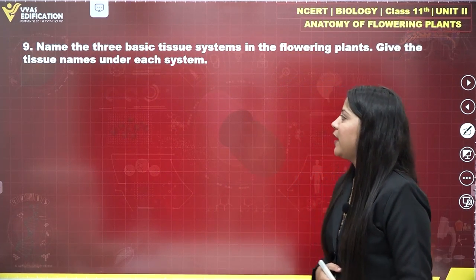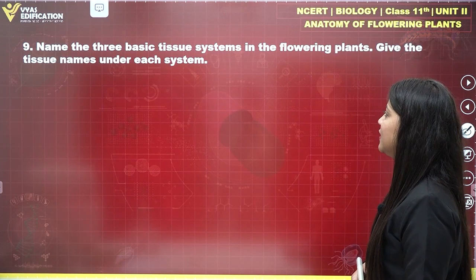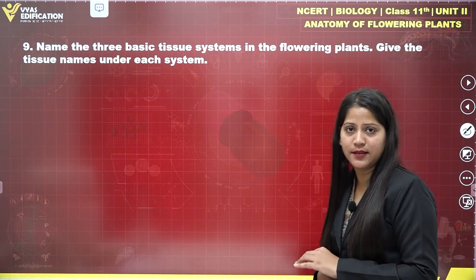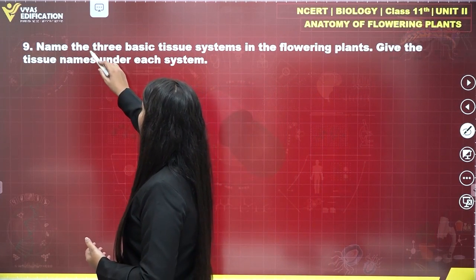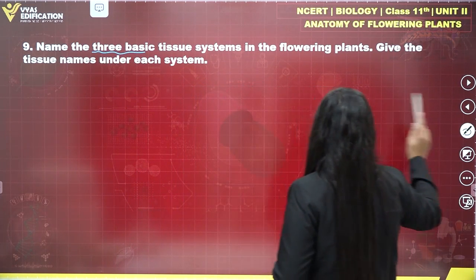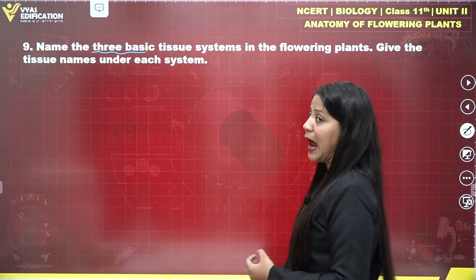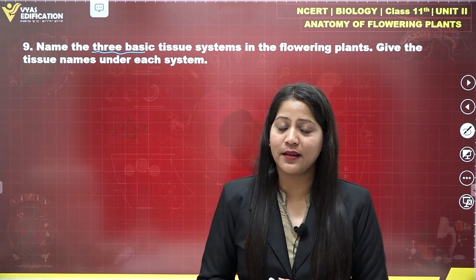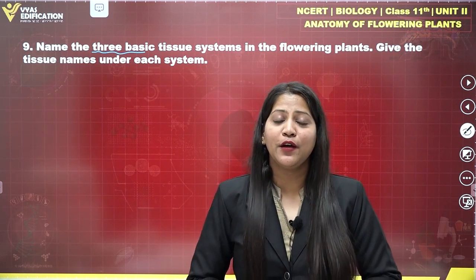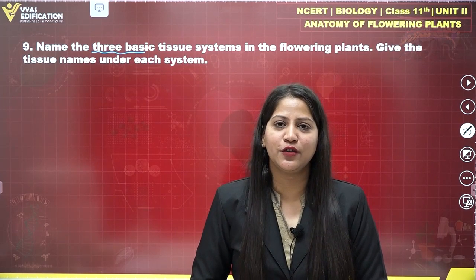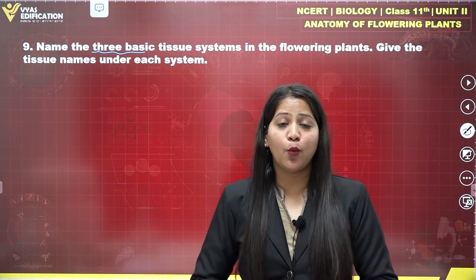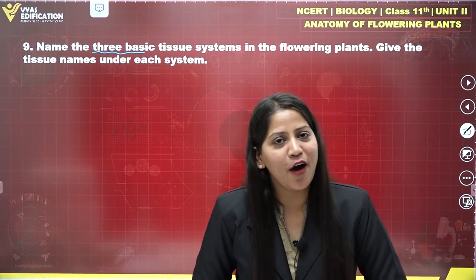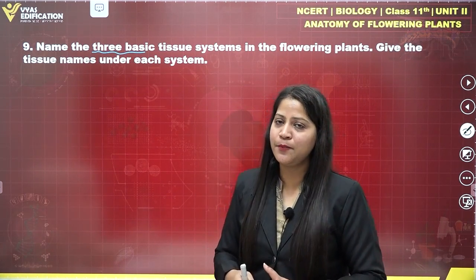Now we have question number 9 on the screen. Name the 3 basic tissue systems in the flowering plant. Give the tissue names under each system. So we have to tell about all the 3 basic tissue systems present in a flowering plant. As we know, we basically have 3 tissue systems: epidermal tissue system, ground tissue system and vascular tissue system. Now we have to tell what tissues are included in each of them.